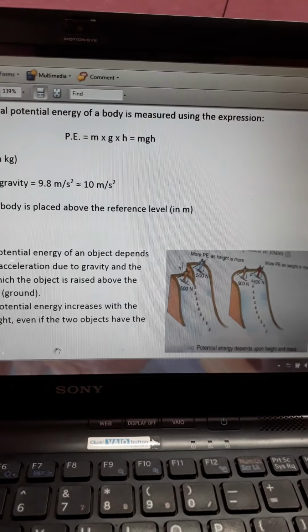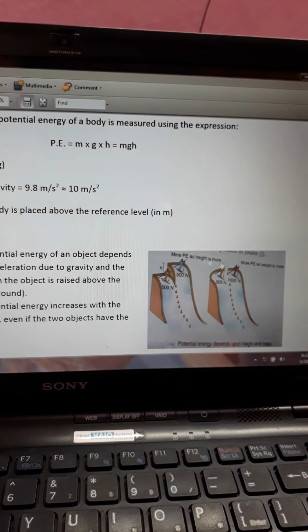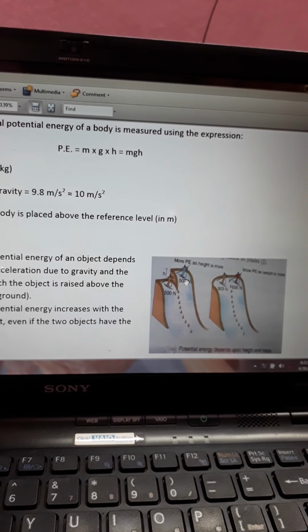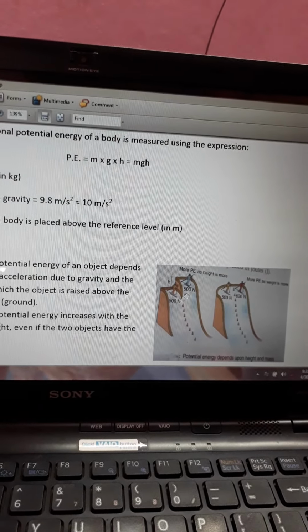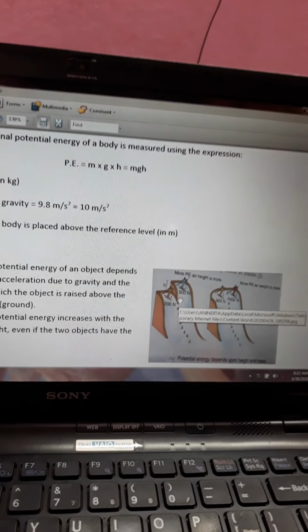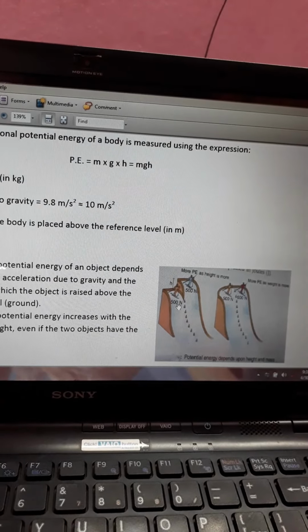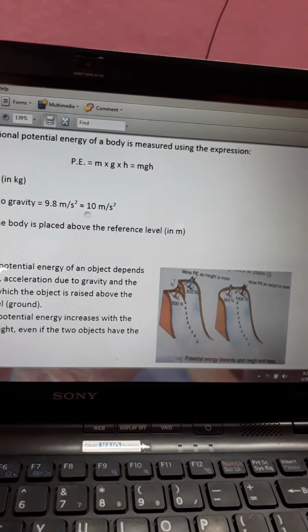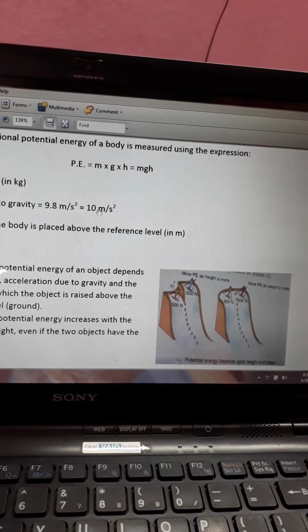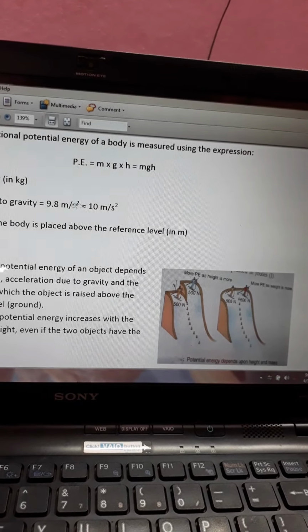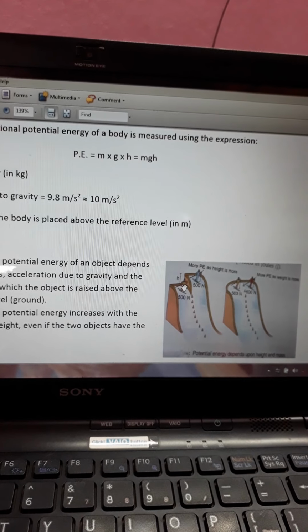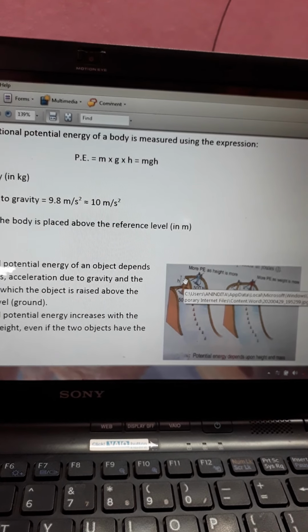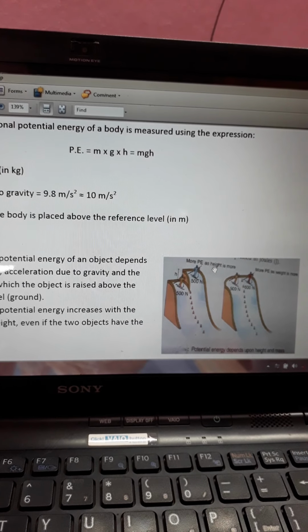See in this picture, in the first case you see 500 newton. Both are weights, so F equals mg. G is constant, because its value is 9.8 meter per second square, or if you want, you can take 10. So in both cases the mass is the same, and the only difference is the height. So there is more potential energy as the height is more.